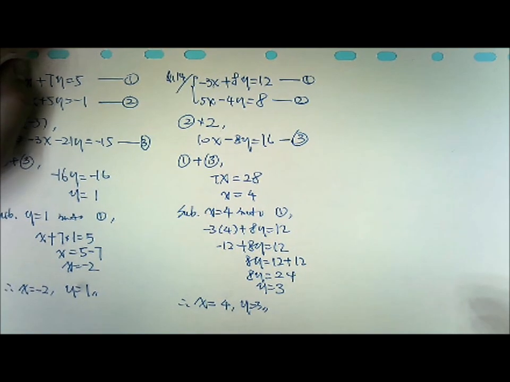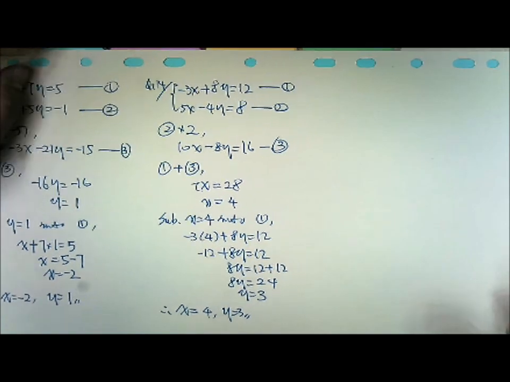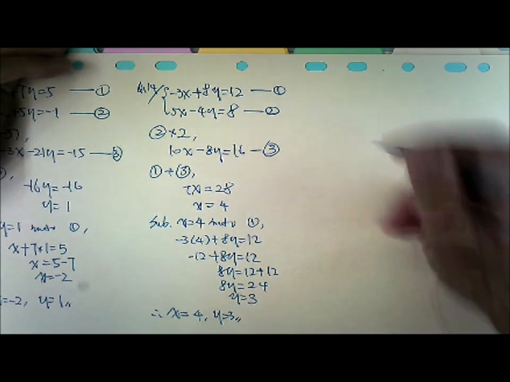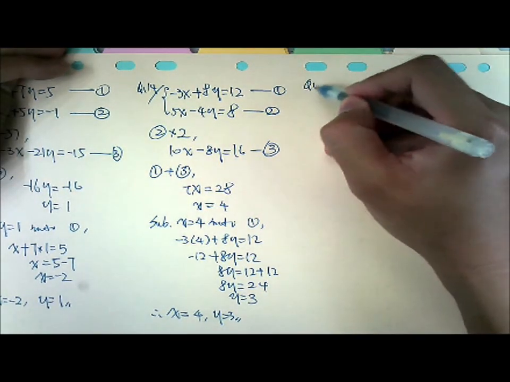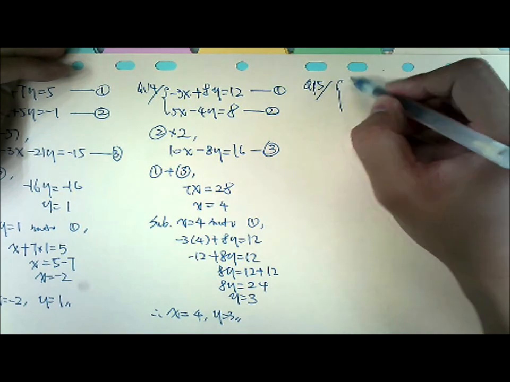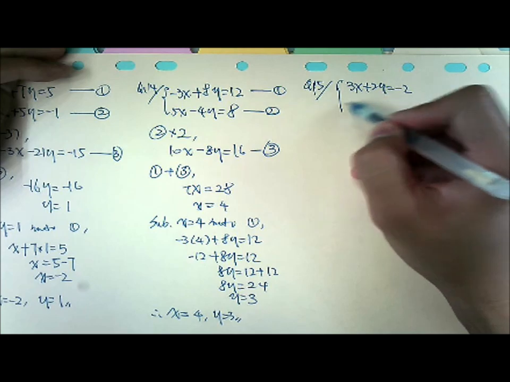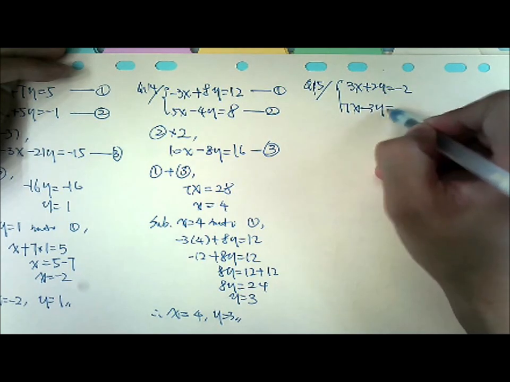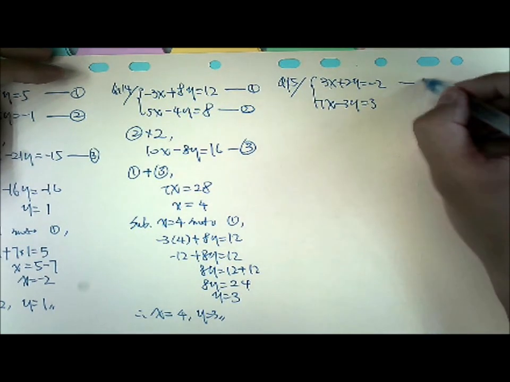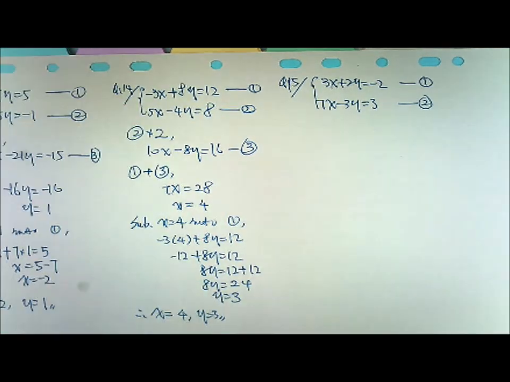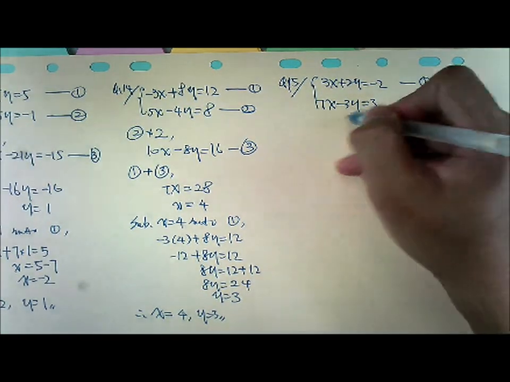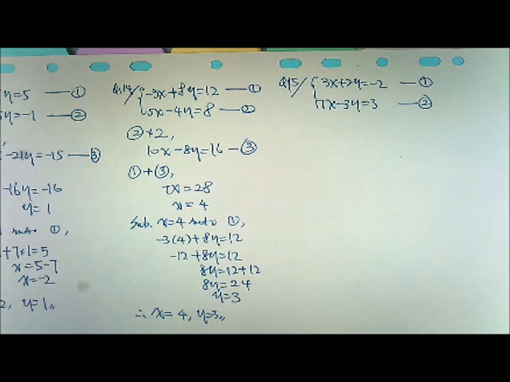I don't think it's very difficult, okay? So let's keep moving. Let's go to 15. 3x plus 2y equal to minus 2, 7x minus 3y equal to 3. So give names, okay? So here, just choose which unknown you want to cancel or eliminate.